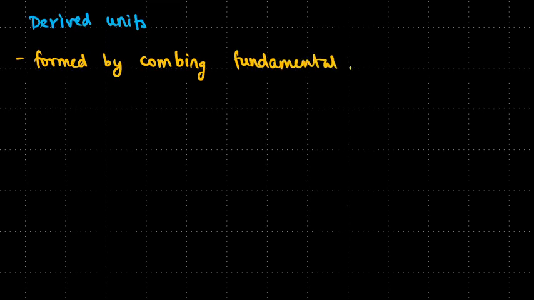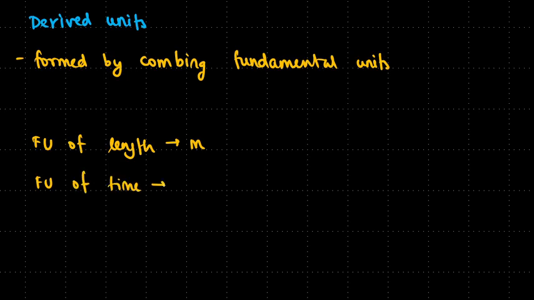Fundamental units. Okay, let's understand them. I will tell you two fundamental units. We will also talk about them later, but let's talk about them right now. The fundamental unit (FU) of length is the meter, so I'm just going to write M for meter. And the fundamental unit of time is the second.